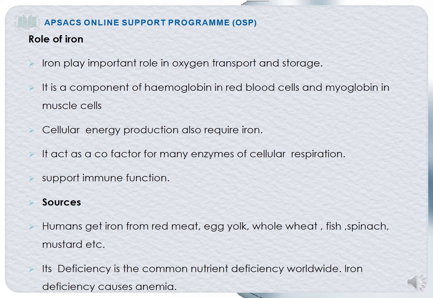What are the sources of iron? Humans get iron from red meat, egg yolk, whole wheat, fish, spinach, mustard, etc. And if any person is deficient in iron, it will lead to anemia. Anemia will be caused when there is a deficiency of iron in red blood cells, so that person is anemic.